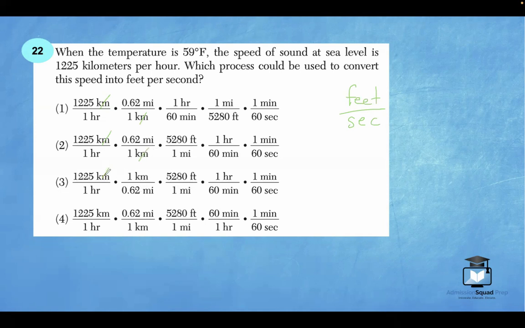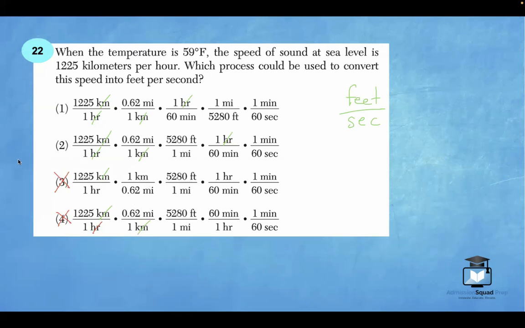So look at this. There's a kilometer in the numerator, but there are no kilometers in the denominator. So automatically, I know that answer choice 3 is incorrect because I couldn't cancel out kilometers with any unit in the denominator. Let's check out answer choice 4. We have kilometer here in the numerator and kilometer here in the denominator. Now we want to cancel out hours. We have hours here in the denominator, hours here in the numerator, so that cancels out. And again, we ran into an issue. We have hours here in the denominator, but there are no hours as a unit in the numerator. So answer choice 4 is incorrect.